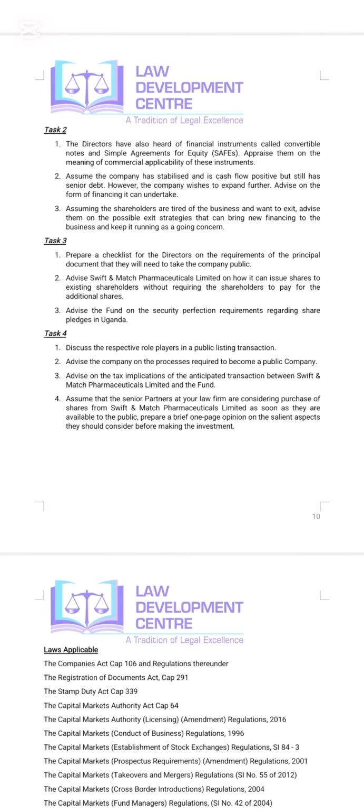Task 2, the directors have also heard of financing instruments called convertible notes and simple agreements for equity. Appraise them on the meaning and commercial applicability of these instruments. So basically, simple agreements for equity and convertible notes are some of the ways a venture capital agreement can be structured. Convertible notes are automatically converted upon the happening of an event, whereas simple agreements for equity will, for example, say that after you take your company to initial public offering, then we shall take our equity. So basically, the two almost mean the same thing, but the difference is that one is long term, the other is short term.